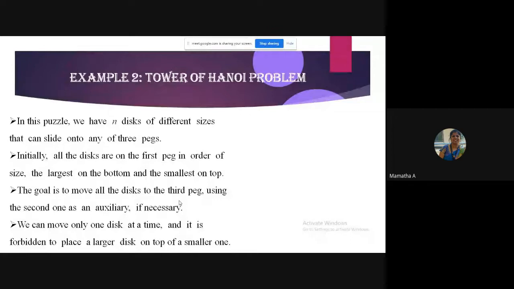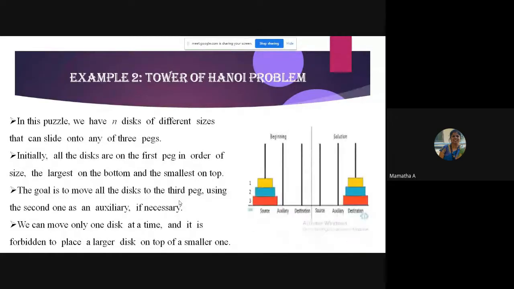You can have this game in your activities also, such a game is given to you. I have just the picture given here. You can see there are only 3 pegs, and all the disks are on the source peg, from the largest to the smallest. The numbering is also done in the same way: 3, 2, 1.